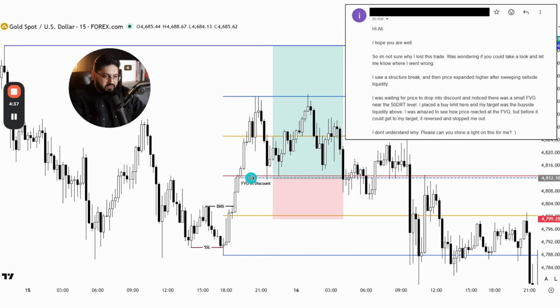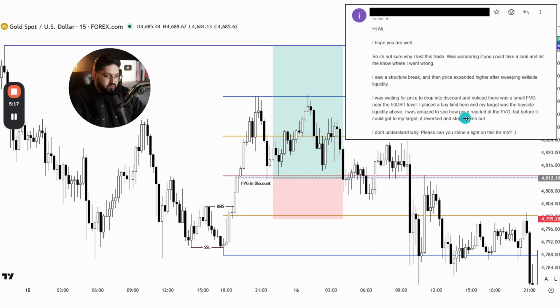Okay, so he placed a buy limit at that fair value gap. I can see here he's put it in a fair value gap in discount and he was targeting, I suppose, this buy side liquidity up here above this old high. And he placed his stop below the 25 DRT level. I like this stop because we have an immediate rebalance here. So generally, if price is going to trade through that immediate rebalance, it means it's going to go much lower.